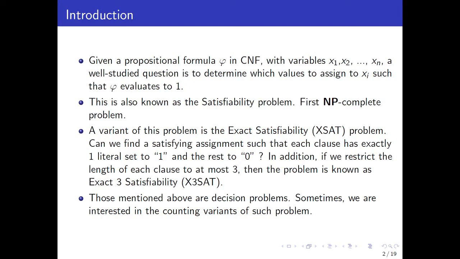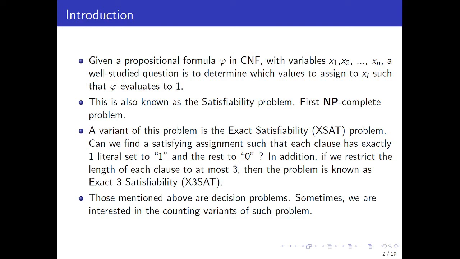One such important variant is known as the exact satisfiability problem, or XSAT. It asks, can we find a satisfying assignment such that each clause has exactly one literal set to 1 or true, and the rest are set to 0 or false. In addition, if we restrict the length of each clause to at most 3 literals, then the problem is known as the exact 3 satisfiability problem, or X3SAT. XSAT and X3SAT are both known to be NP-complete.